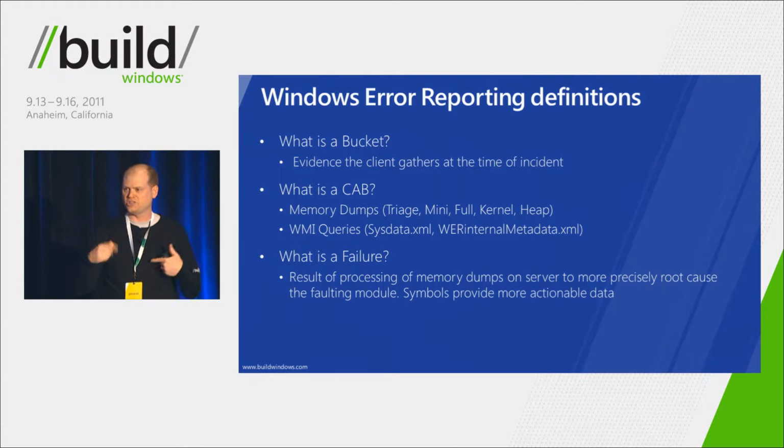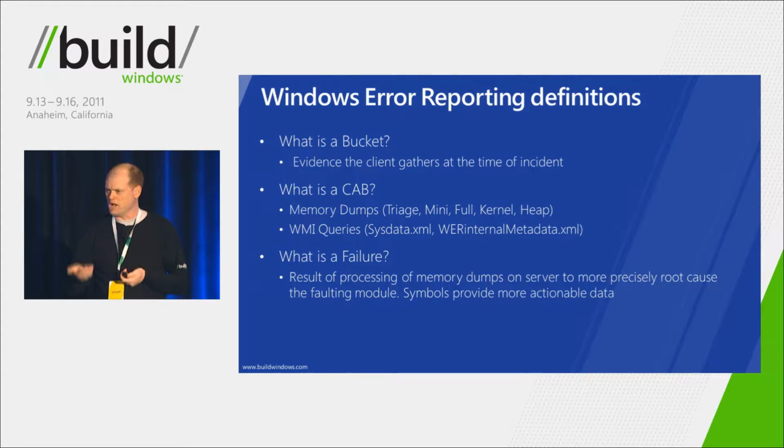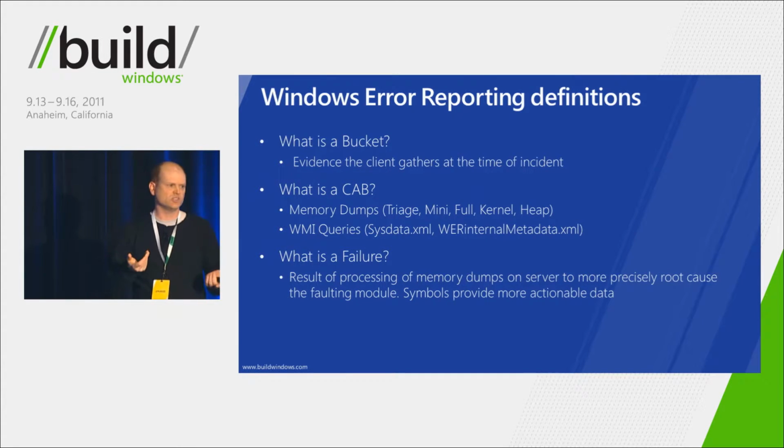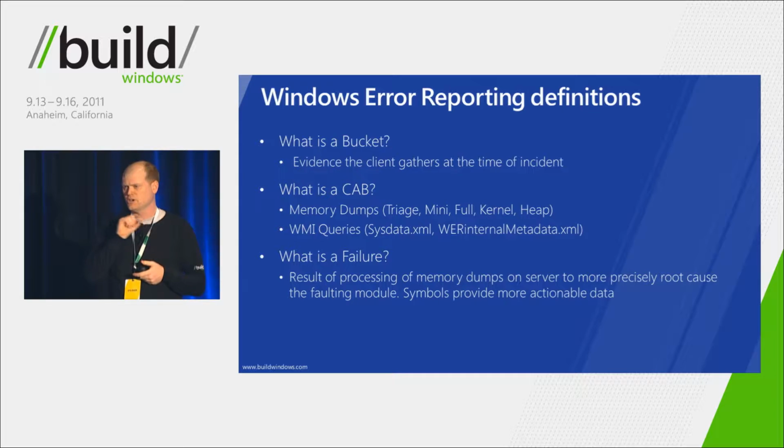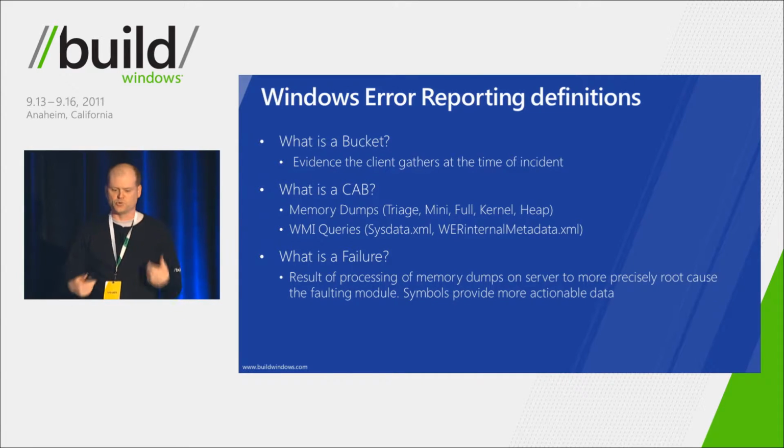A failure is basically the result of what the backend server, the processing harness, does. You may have heard of the !analyze debugger extension. Those debugger extensions give an output based on symbolic information of the faulting module. You'll see other information depending on user or kernel mode, like the problem class, exception code, or the bug check code for kernel. We give that information back in the form of a failure. Symbols really help in getting more actionable data for the processing harness.